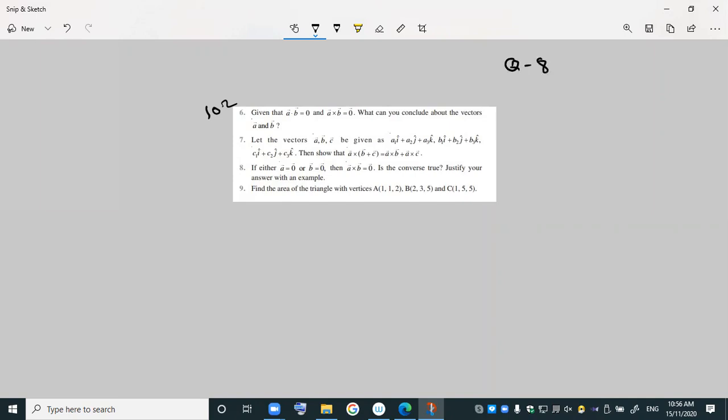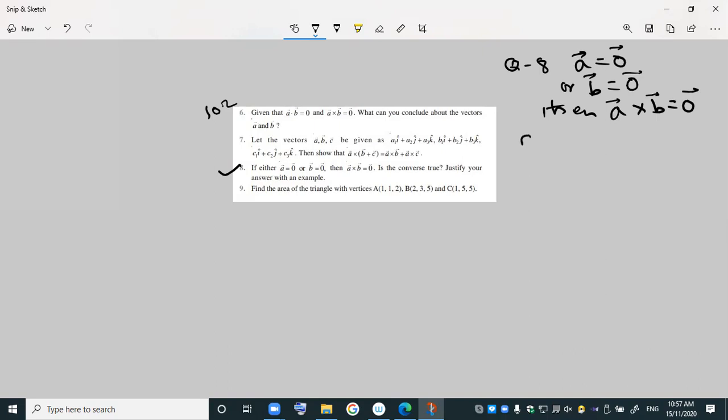Question number 8. Either vector A is equal to zero vector, or vector B is equal to zero vector. If either of these two is a zero vector, then A cross B will be a zero vector.